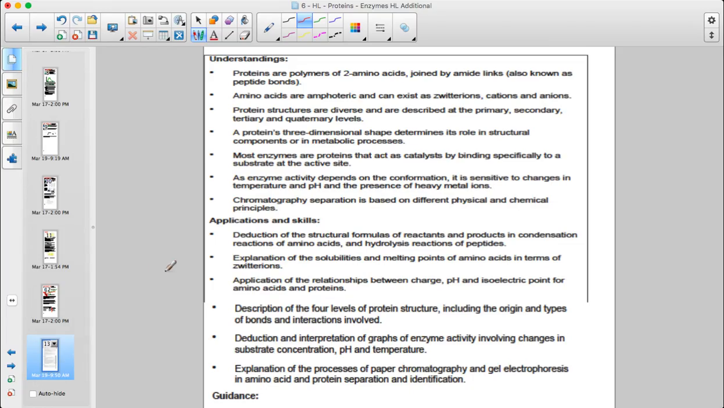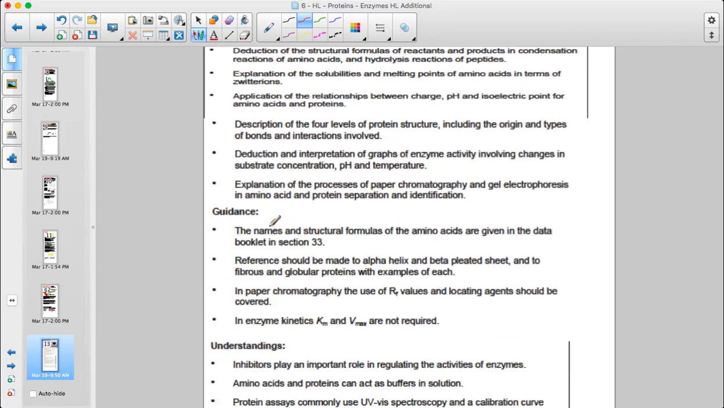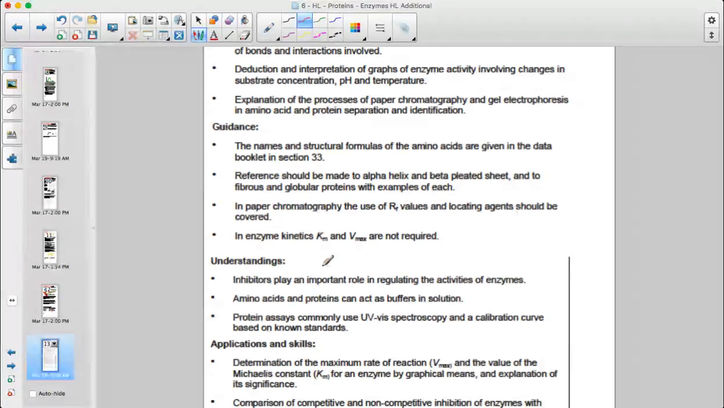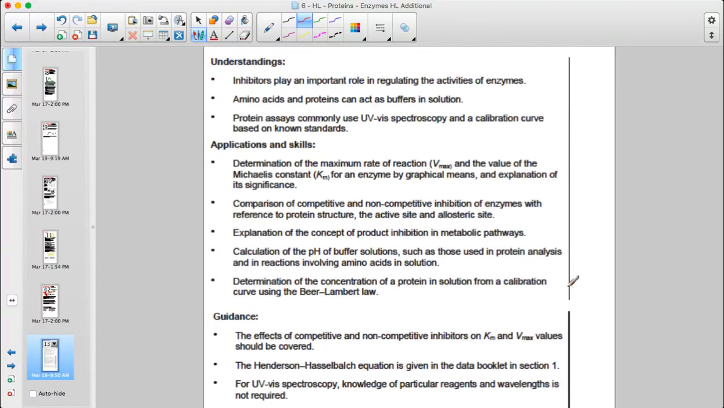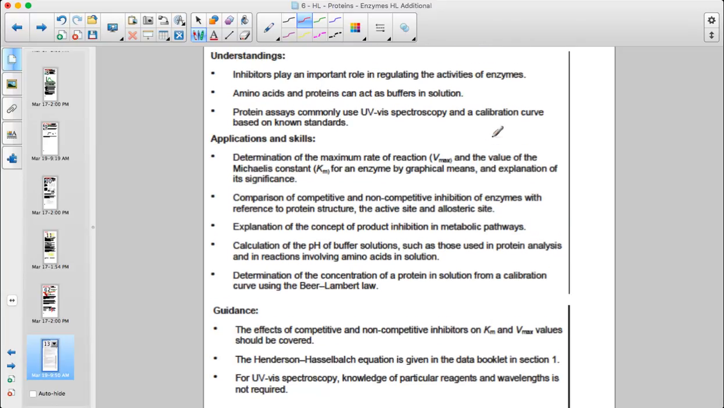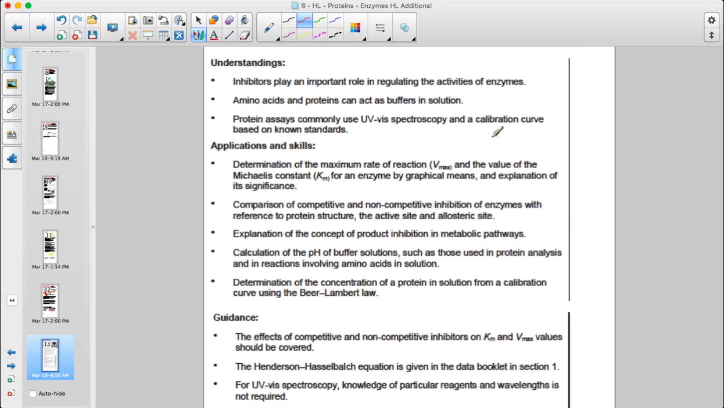And so that's the HF portion of the kinetics topic. You're specifically looking at these inhibitors and things like Km and Vmax. Down here, this is the list of topics for the HL portion of the enzyme topic, as well as some of those other topics that we've covered in previous videos.